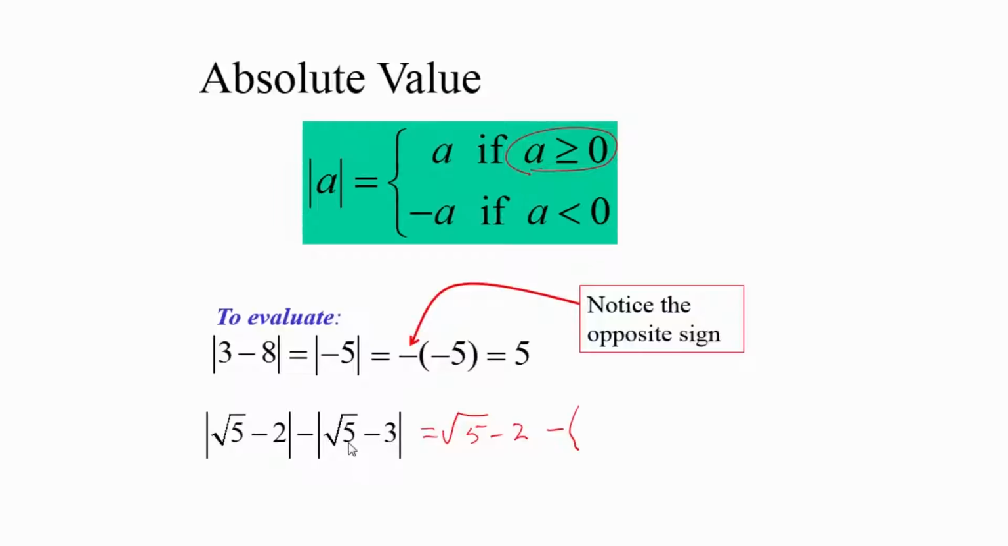Okay. Now square root of 5, I know it's more than 2, but it's not equal to 3, because the square root of 9 is equal to 3. So square root of 5 minus 3 is going to be a negative number. So since A is negative, it would be the negative of this. So it would be negative of square root of 5 minus 3.